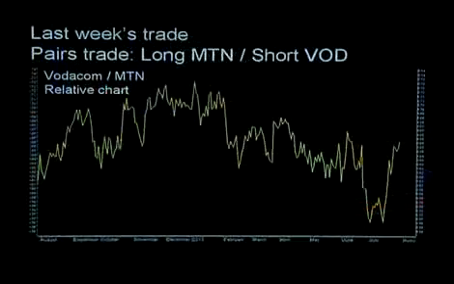So in this case, if we look at the chart up on the screen at the moment, I've done a long MTN and a short Vodacom trade over here. Now, what this chart represents is the relative performance between MTN and Vodacom, whereby Vodacom is the base security and MTN is compared to it. So it's a constructed chart, if you like, to represent the division between the two shares. You basically take the price of Vodacom and you divide it by MTN to get these figures.